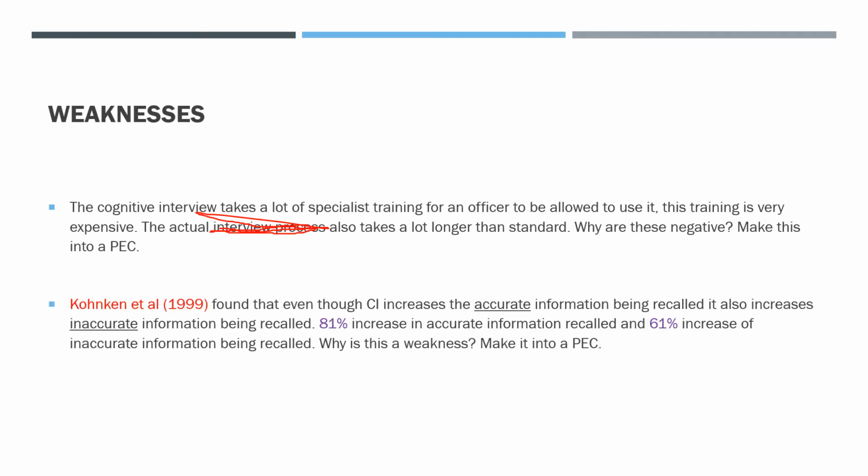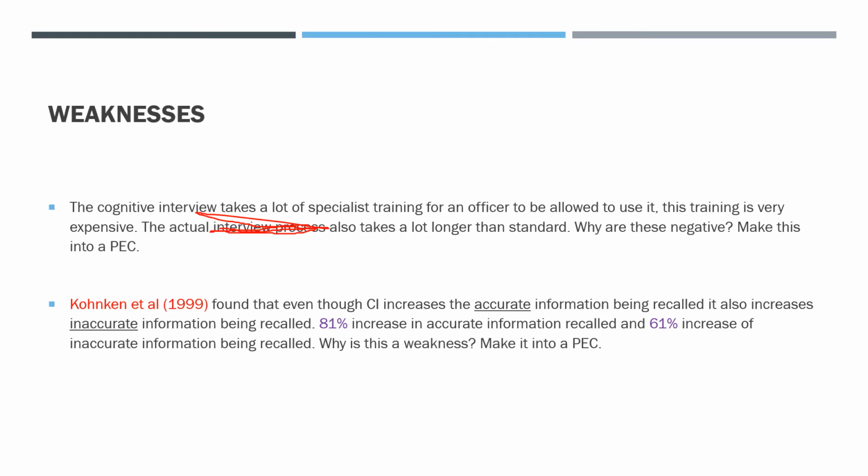Next weakness. It was found that even though the cognitive interview increases accurate information, it also increases inaccurate information. So 81% increase in accurate, but also a 61% increase in inaccurate. Why is that a weakness? So you can mention that although it's a positive that there is such an increase, it also causes us problems in terms of the increase in inaccurate information, which may lead to the wrong conviction.